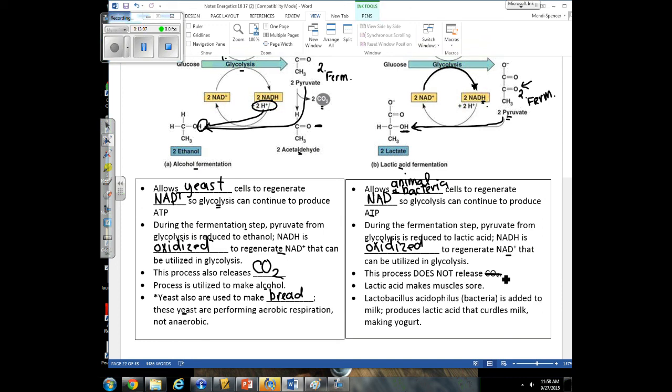So I put a line there to try to help you remember that only alcohol fermentation releases CO2. And since we do lactic acid fermentation, that lactic acid can build up in our muscles, and it can make our muscles feel sore for about 3 days.